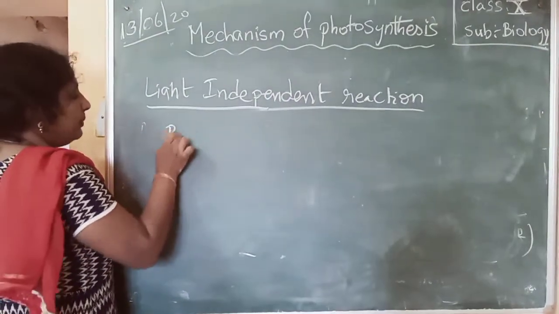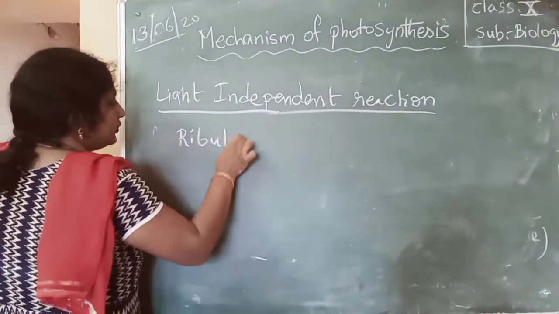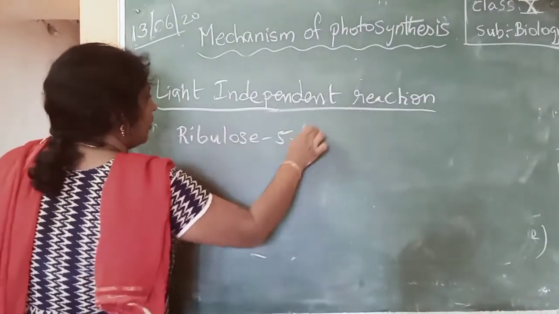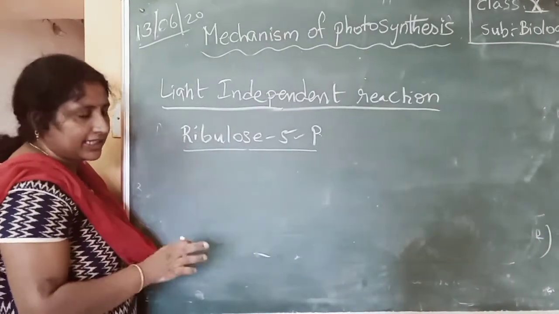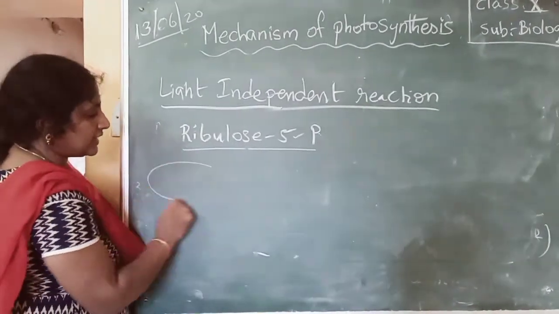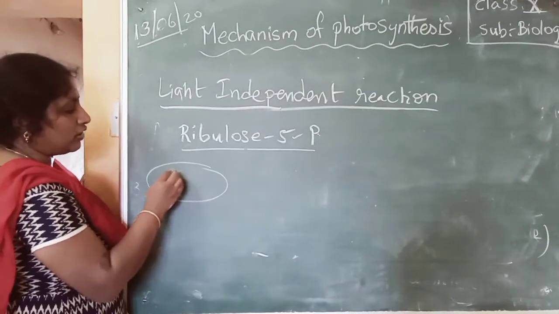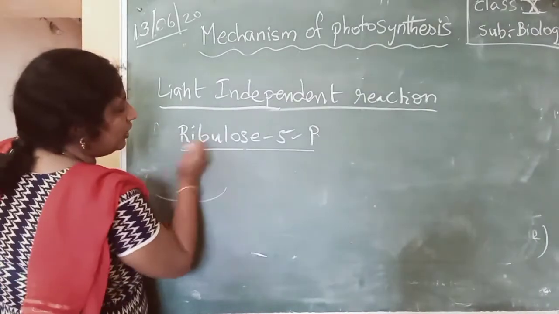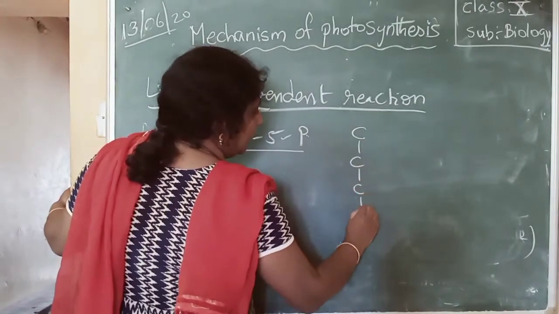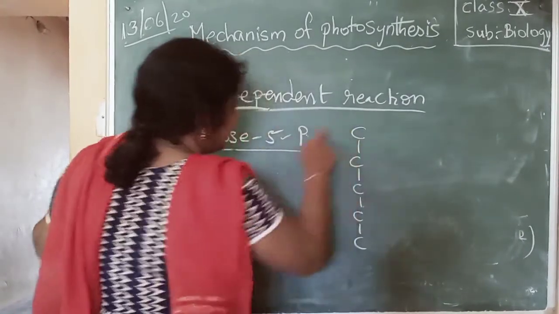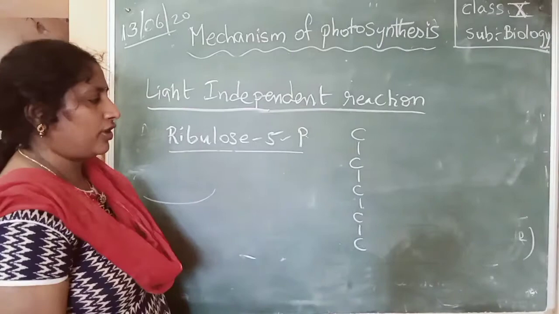Ribulose 5-phosphate is a compound which is present in the cell. The cell has this compound, ribulose 5-phosphate, in it. Ribulose is a 5-carbon compound: 1, 2, 3, 4, 5. This is the structure of ribulose 5-phosphate.